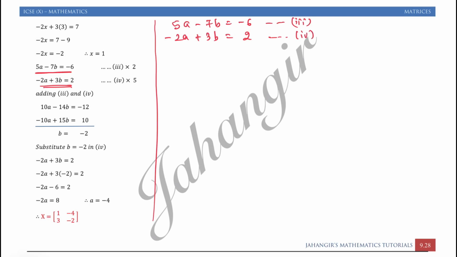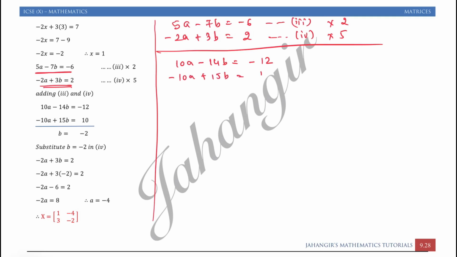So we will multiply the third equation by 2 and the fourth equation by 5. So what I will get: 5 2s are 10a minus 7 2s are 14b is equal to 6 2s are 12. 2 5s are 10a plus 3 5s are 15b is equal to 5 2s are 10. Now we will add. 10a will get cancelled. 15 minus 14 is b. b is equal to minus 2.